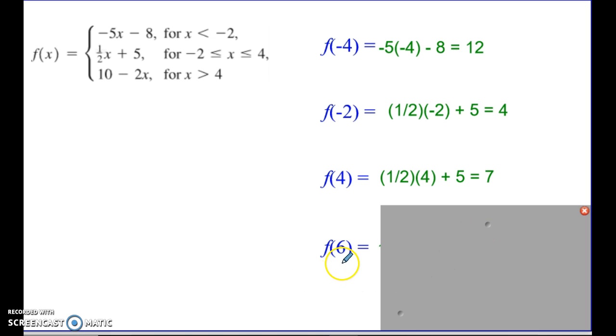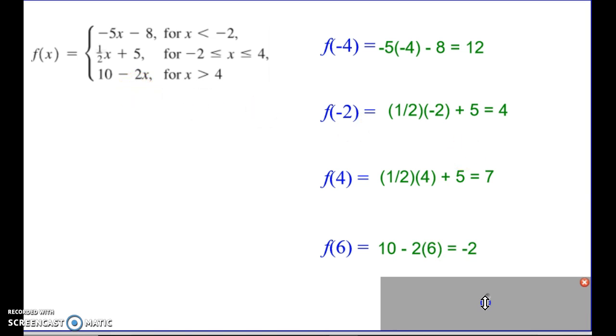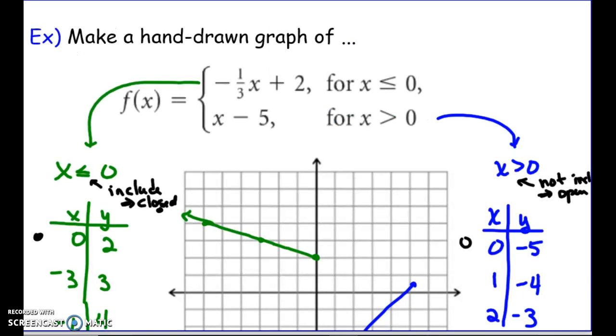Finally, I've got f of 6. Okay, well, f of 6 is not going to be in between here. It is greater than 4, so we're finally down to the last rule here, 10 minus 2 times 6, and I got negative 2. All right, we also want to be able to graph these. It's really not as hard as you think, but I do not recommend doing it in the calculator. It's very tedious to do. We're going to be using simple equations, so they're going to be easy to do by hand.